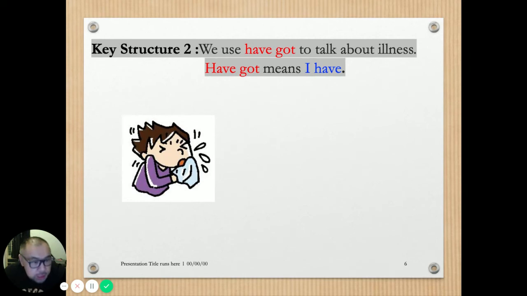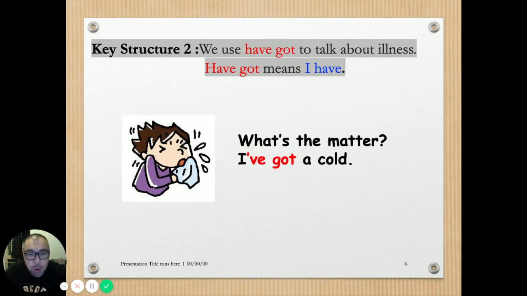So the next thing we're going to revise is about illnesses. We use have got to talk about illnesses. We've learned that. And have got is the same as I have. Take a look at the picture. And the question is, what's the matter? And then the boy will say, I've got a cold, or I have got a cold. It's the same as I have a cold.